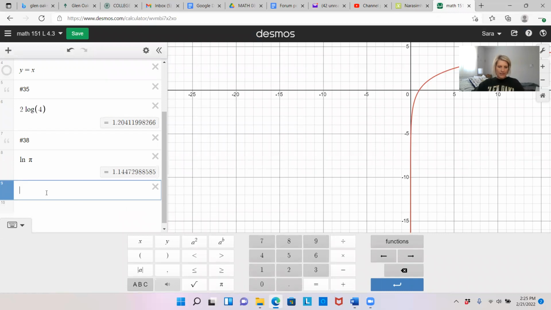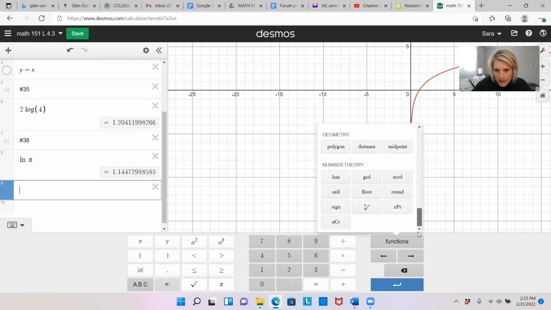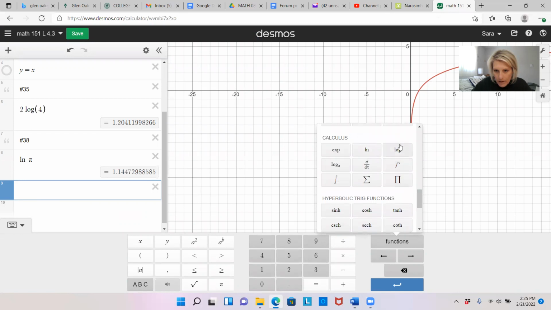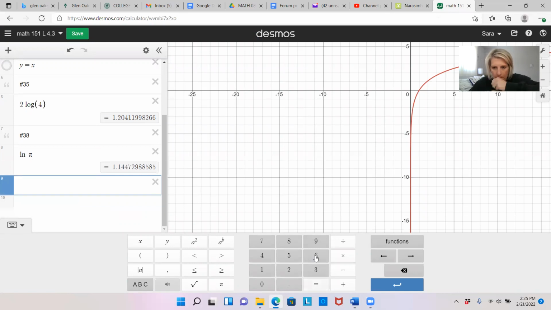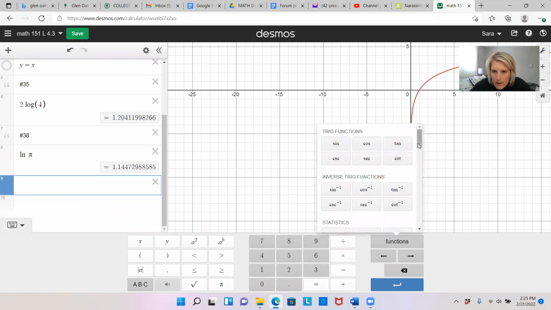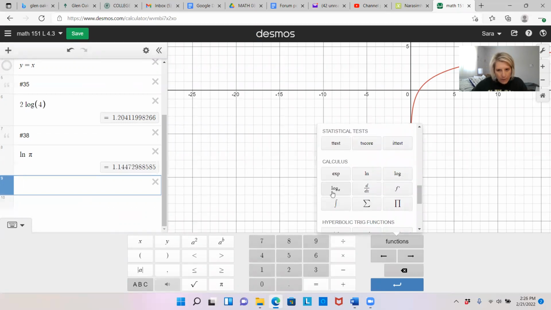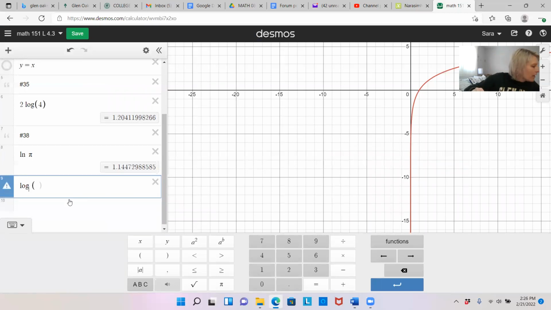The cool thing is Desmos will let you do a different base. If you go to functions and go all the way down to the log function, they have a log base a, so they've already done it for you. So I'm just going to show you the log base a. The one in the book was log base 6 of 15. So we can actually do log base 6 of 15.